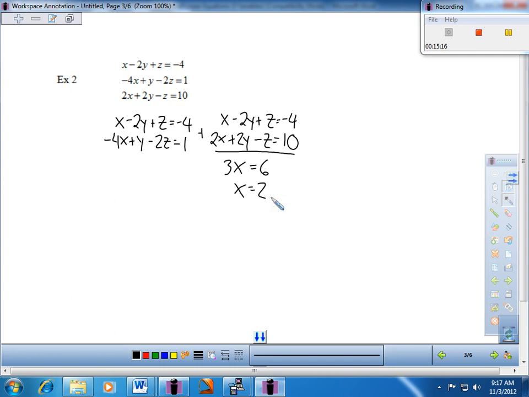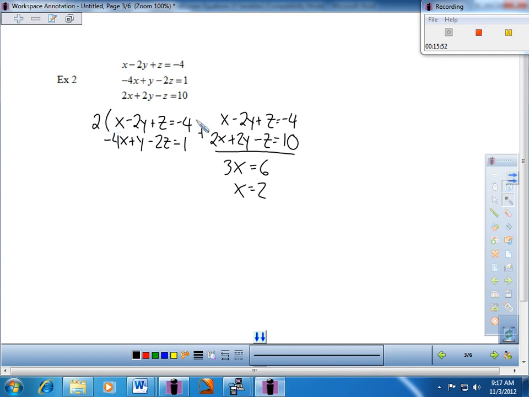Now here's the only thing with this. It looks like we've shortcut it and we're so thrilled, but here's the only problem. What do we have to do at this point? Well, I can put the 2 back in for x and go from there, but I think regardless, everyone, we're still going to have to work with it, because I'm only going to have one variable there, and I'm going to need to find the other two.